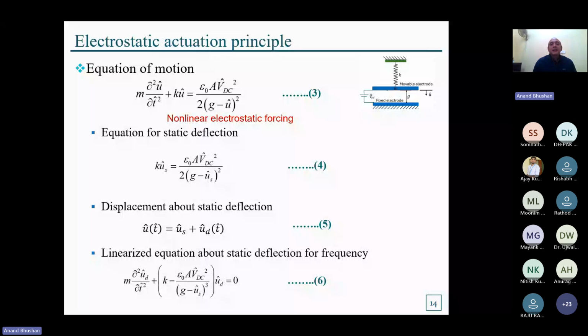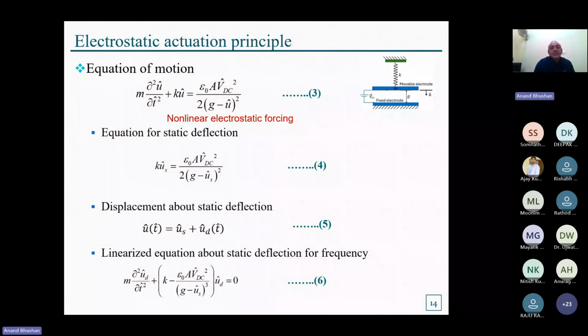Next, equation 5. When this mobile electrode is deflected, at the deflected position our objective is to calculate its natural frequency. For doing so, we define another variable UDT, and it is the displacement component apart from the static deflection. So this equation 5 we substitute in equation 3, and after that, we remove all the non-linear terms. So we get equation 6.